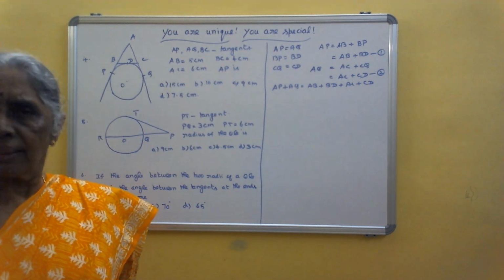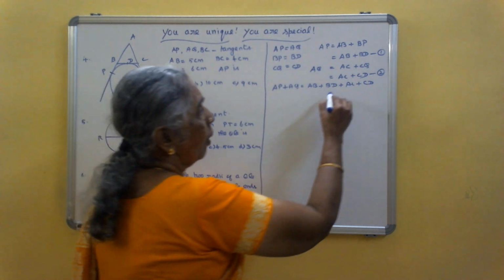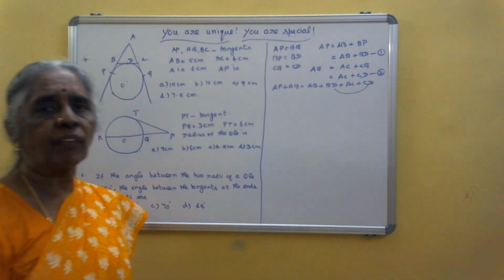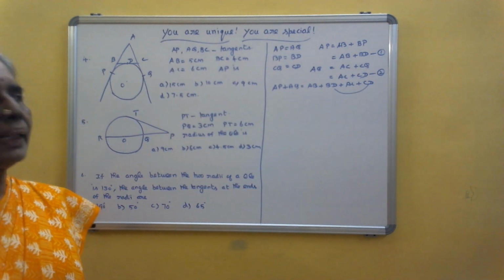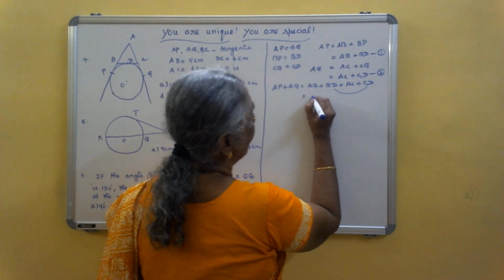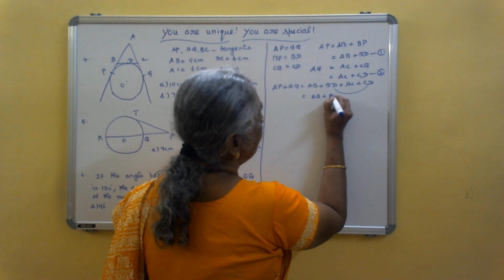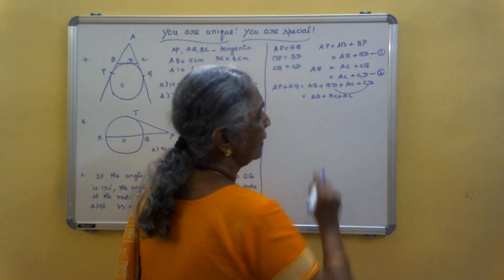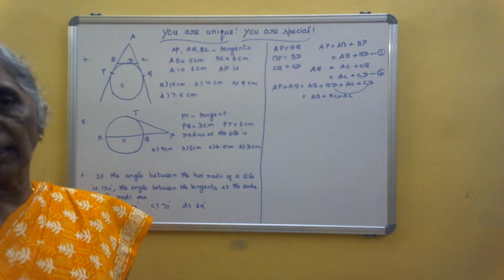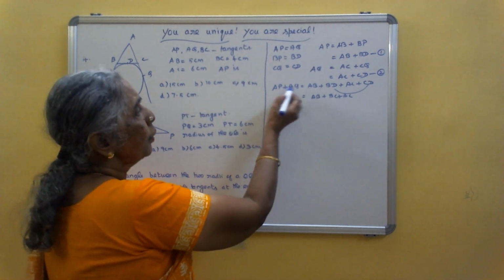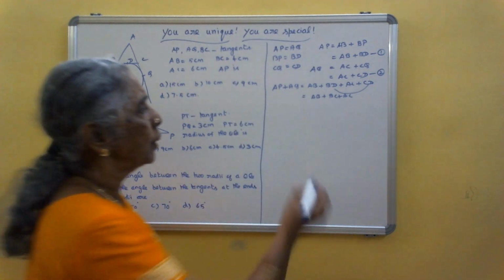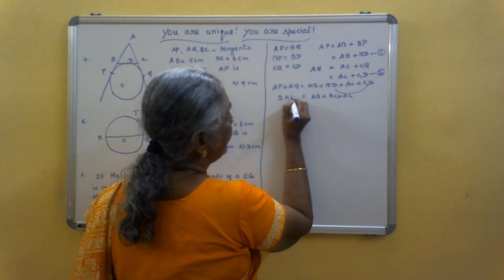Now, what is BD plus CD from the figure? That is nothing but BC. So you get here AB plus BC plus AC. That is the three sides of the triangle, the perimeter. Here you know AP is equal to AQ. So you can write here twice AP.